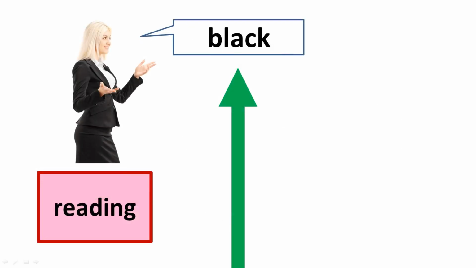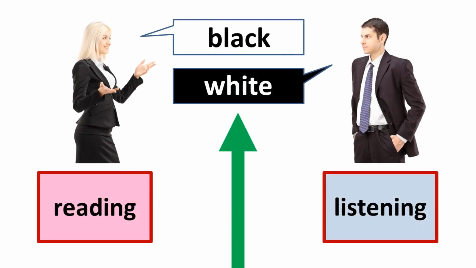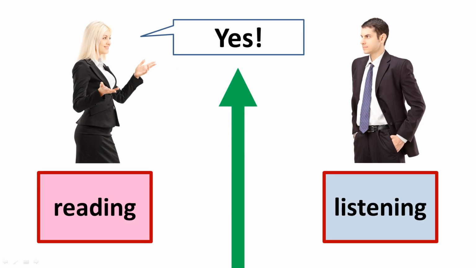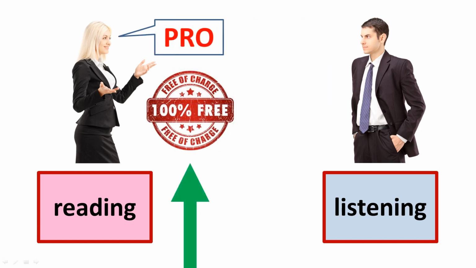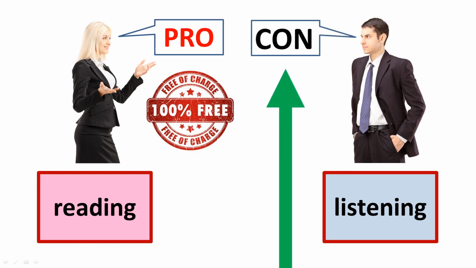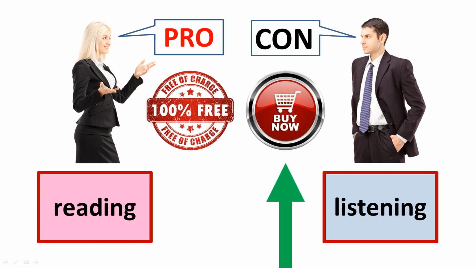If the reading says black, the listening will say white. If the reading says yes, the listening will say no. In our example, the reading is pro-free web music. That means the listening will argue the opposite position. The listening will be con. The listening will argue that web music is not free. You must pay for it.